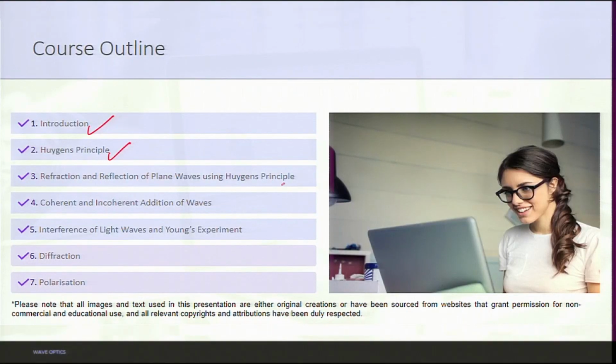The third point was refraction and reflection of plane waves using Huygens principle. This is the concept we are talking about right now. This concept is based on how the reflection and refraction properties are studied. In the last chapter, the ray optics chapter, we considered how the discrete particle theory is utilized to understand the laws of reflection and refraction.